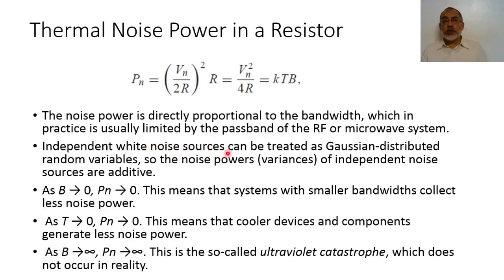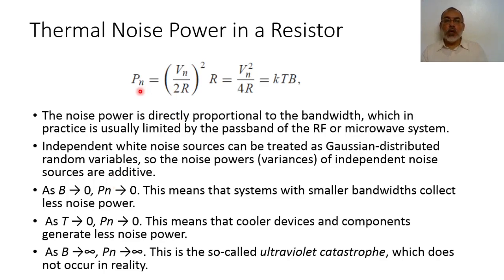Independent white noise sources can be treated as Gaussian distributed random variables. So the total noise from different white noise sources would be simply the addition of these white noises. So the noise power or variance of the independent noise sources are additive. So the total noise would be simply the additive noise.